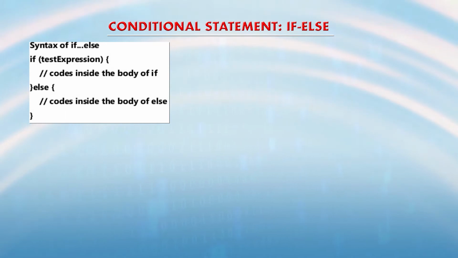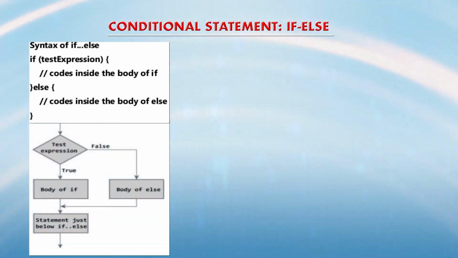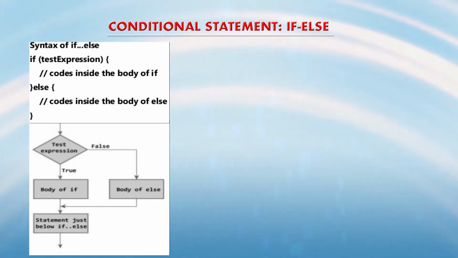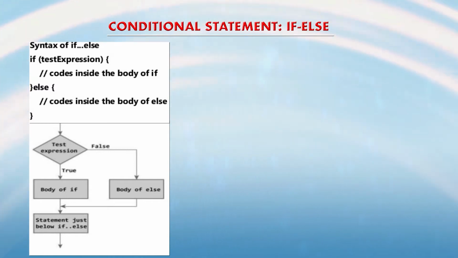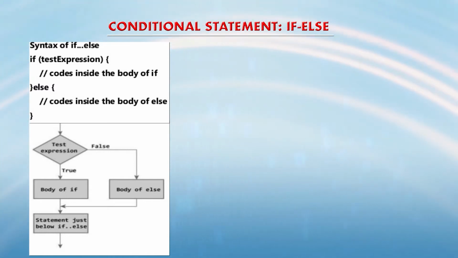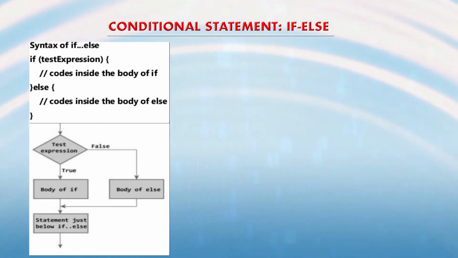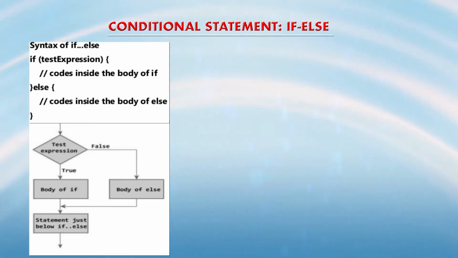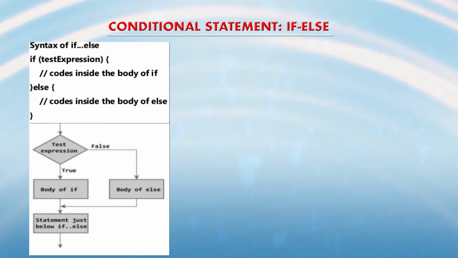So far as the flowchart is concerned, you are given a decision box, where if the test expression turns out to be true, then this is what is to be done, and if it turns out to be false, then that is what is to be done. That means the false section takes care of the else section, and the true part takes care of the if section, and we have the respective output.